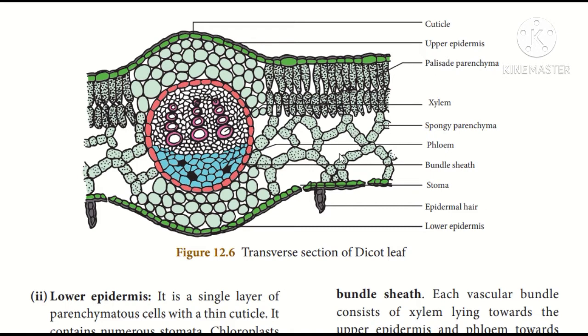And this is the structure of the spongy parenchyma. The spongy parenchyma is found below the palisade parenchyma, or in other words, above the lower epidermis. Most of the cells are spherical or oval in shape, and they are irregularly arranged with intercellular spaces. Here the main important function is gas exchange. That is the important function of the spongy parenchyma.